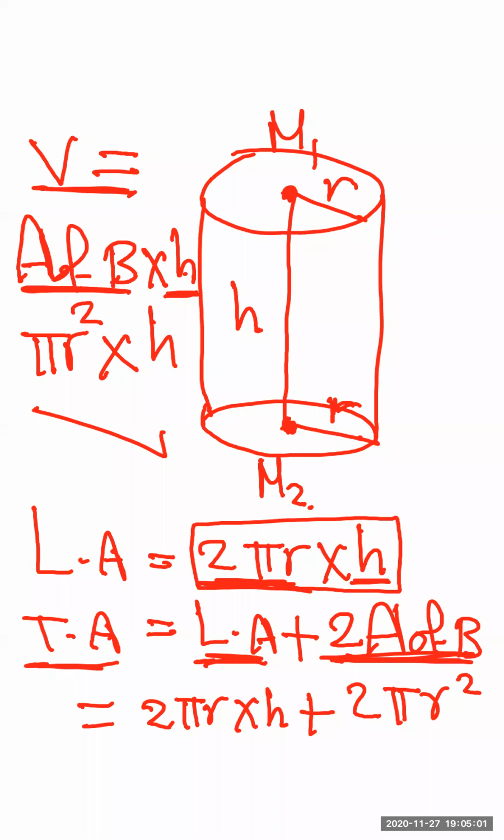Thanks. Okay, so first, guys, the first point we said that the lateral area will equal 2πr times height, the circumference of the base times height.